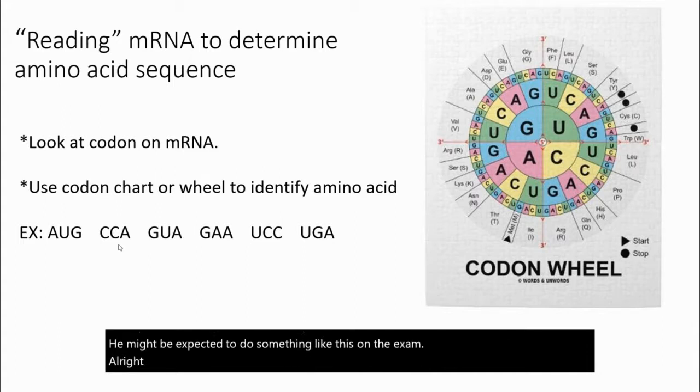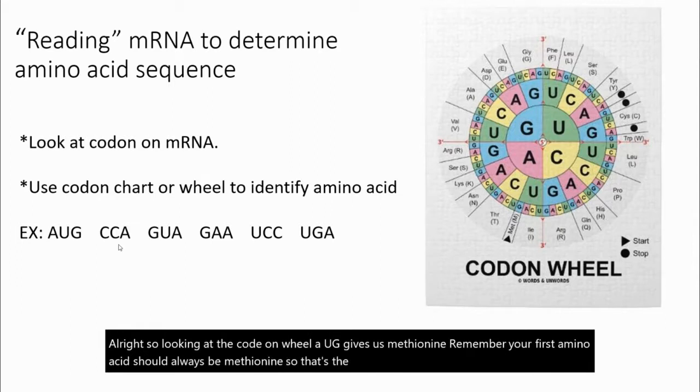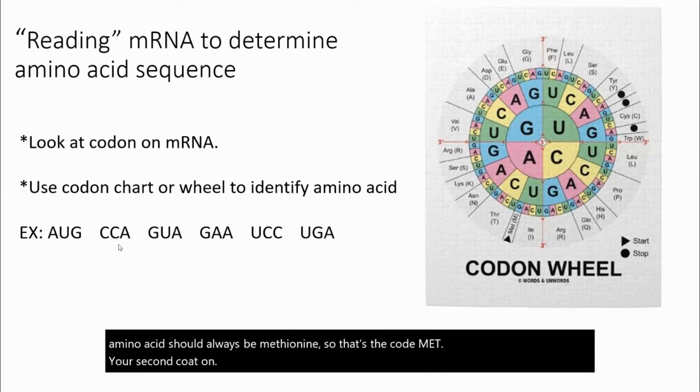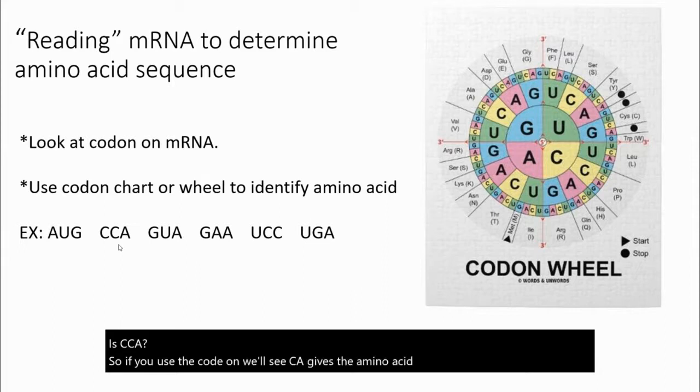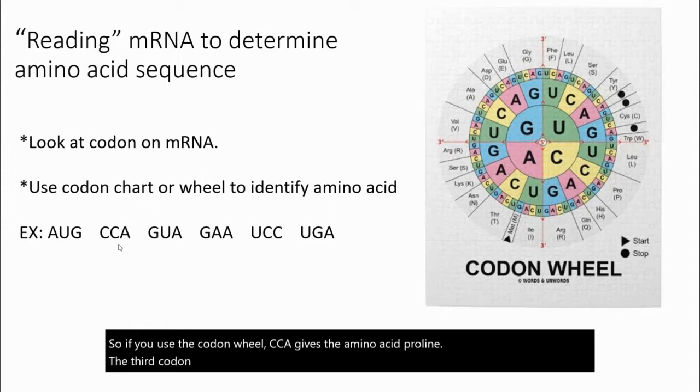All right, so looking at the codon wheel, AUG gives us methionine. Remember, your first amino acid should always be methionine. So that's the code MET. Your second codon is CCA. If you use the codon wheel, CCA gives the amino acid proline. The third codon, GAA, gives the amino acid glutamine, which is the code GLU.